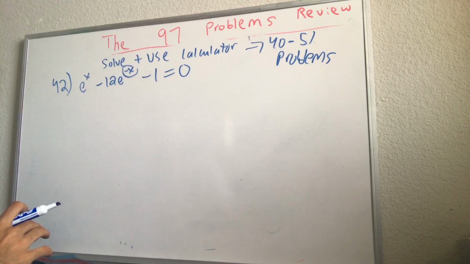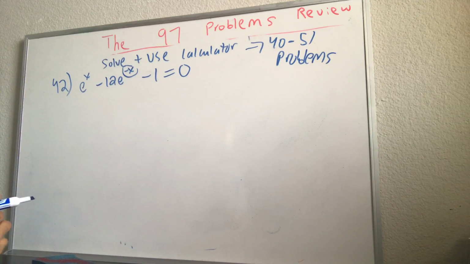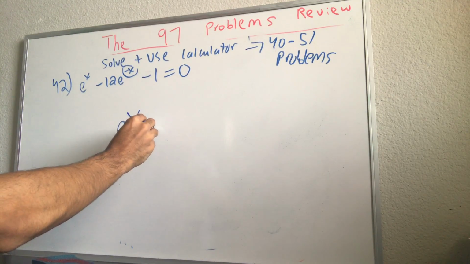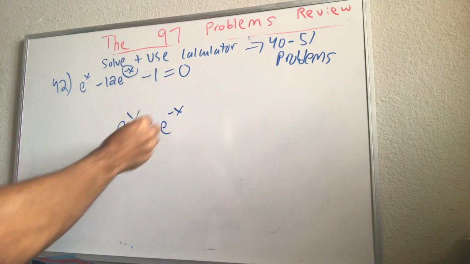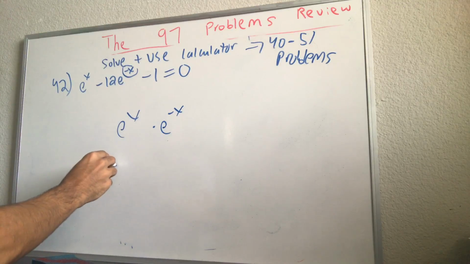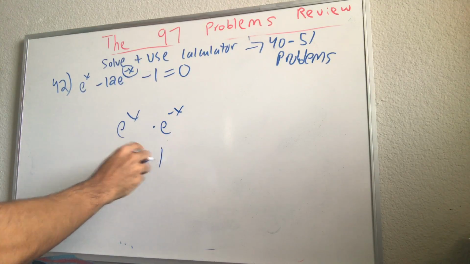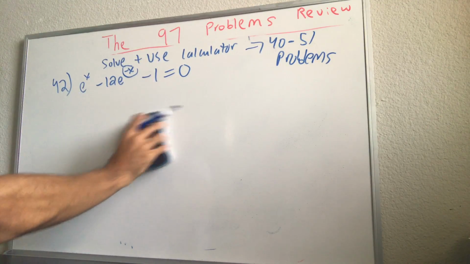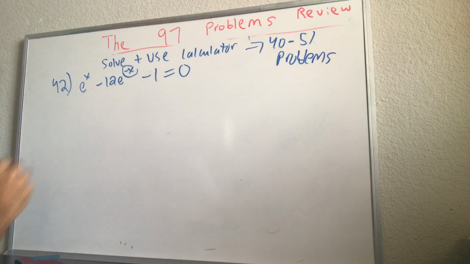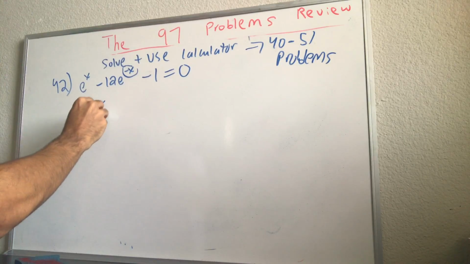So if we want to get rid of this, the best idea would be to multiply this by e to the power of x. Because if you multiply e to the power of x by e to the power of negative x, they have the same bases, so you can add the exponents. Adding the exponents, you get e to the power of 0, which is just 1. That will get rid of this complicated e to the power of negative x. So let's multiply both sides by e to the power of x.